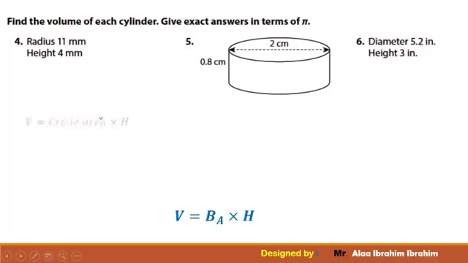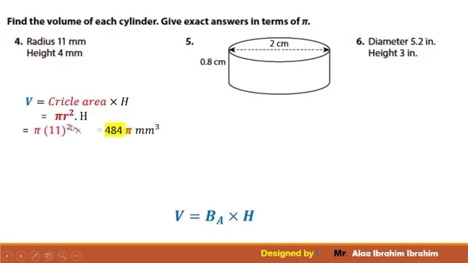So I have to remember my special formula. This is my special one for the cylinder, and this is the general one for volume. So circle area pi r squared times height. This is my radius, and this 4 is my height. So I change here, this is 11, this is 4. And finally I put pi. So I multiply these numbers together, then put pi. Okay, this is my answer.